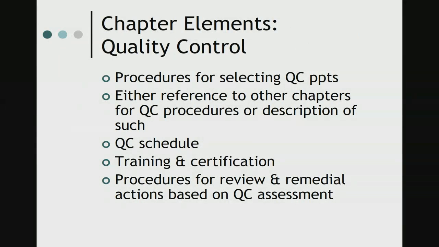Then in the chapter, you can either refer to other chapters to talk about the specific QC procedures needed, or you could include it here. Different studies have done it different ways. It kind of depends on how elaborate it is to talk about the QC procedure. So there's no right or wrong about that, but you want to make sure that somewhere it's described how you would collect the QC data for this particular thing.